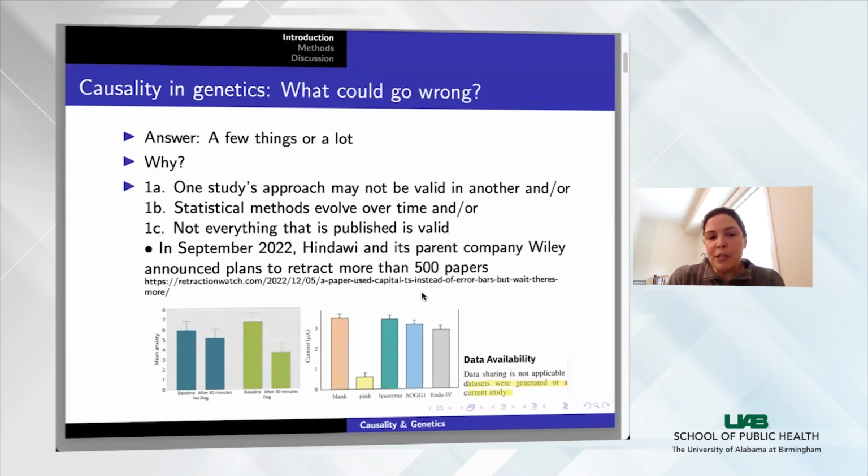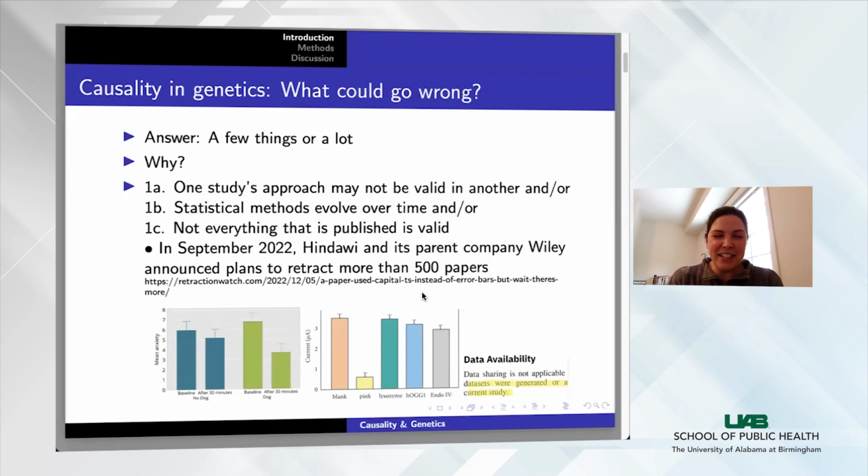Also, statistical methods evolve over time. This is particularly true right now with machine learning and Mendelian randomization. There's so many statistical approaches coming out. It can be kind of hard to keep up with the field. Also, not everything that's published is valid.